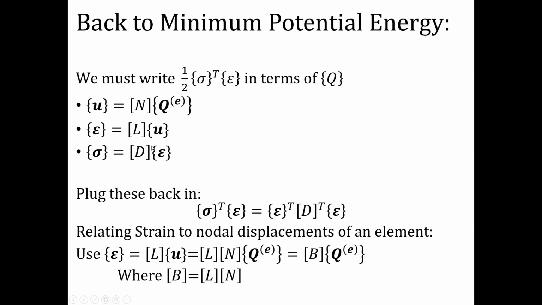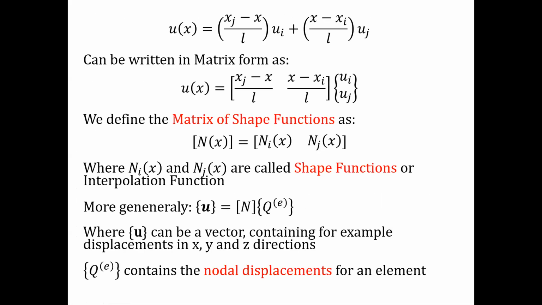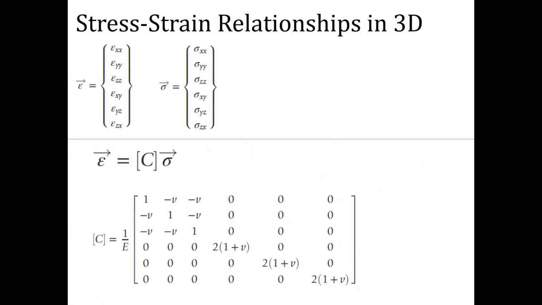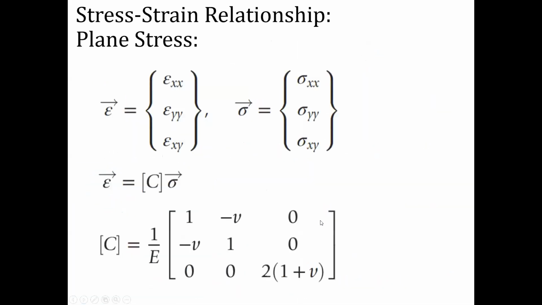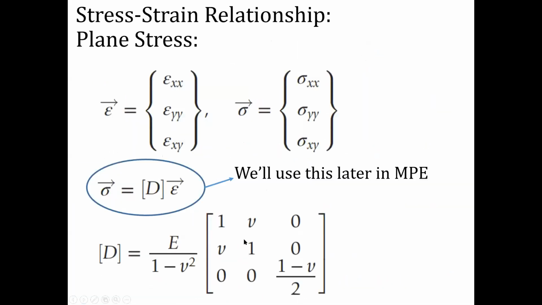So D for a 1D problem is just the modulus of elasticity, capital E. For 2D problems, it became a 3x3 matrix, and for 3D problems it's a 6x6 matrix. In 2D we made a further distinction: the plane stress and plane strain assumptions lead to two different matrices D. Those are somewhere up there in your lecture notes. So this is the D matrix for plane strain, and this is the D matrix for plane stress.